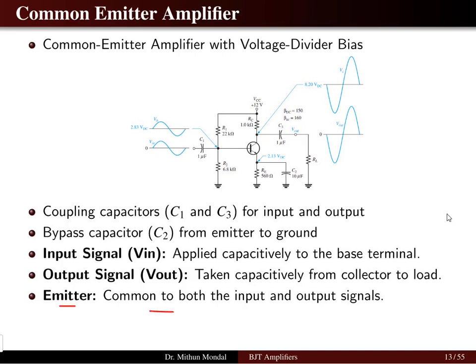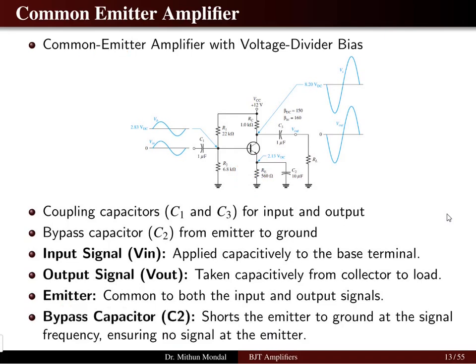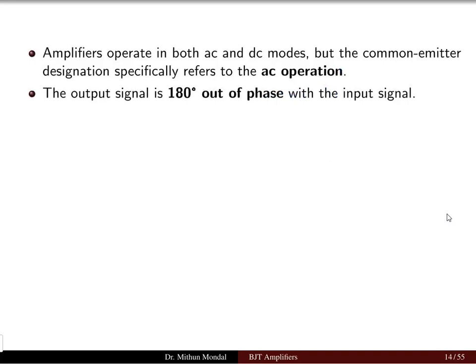The emitter is common to both the input and the output signal. If you see the emitter junction, it is common between the input side and the output side, hence it is known as the common emitter amplifier. The bypass capacitor C2 in the circuit, which is in parallel with the emitter resistor RE, will short the emitter to ground at the signal frequency, ensuring no signal flows at the emitter. So it has some special significance in the common emitter circuit.